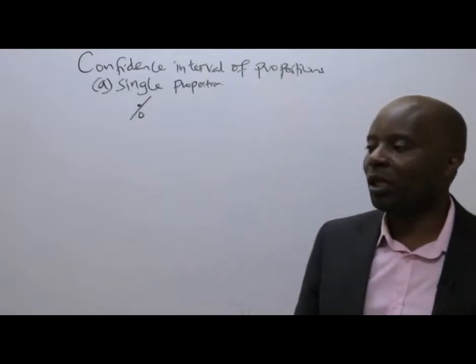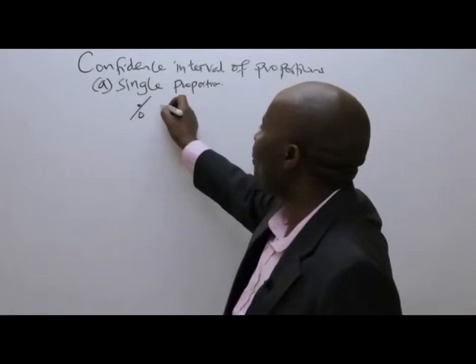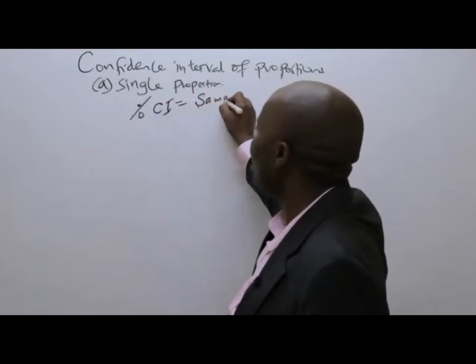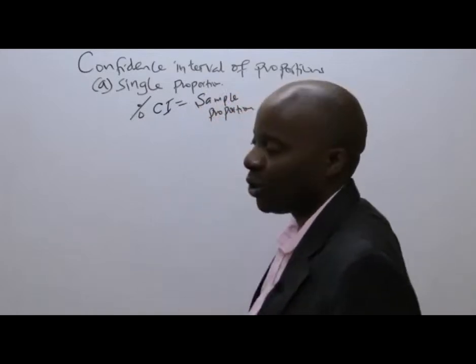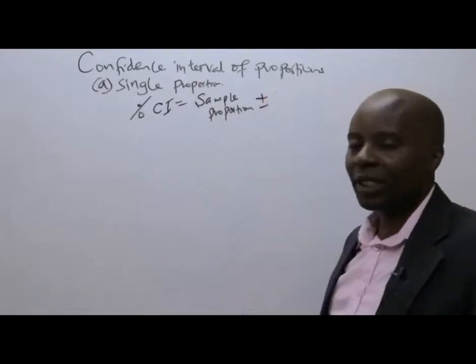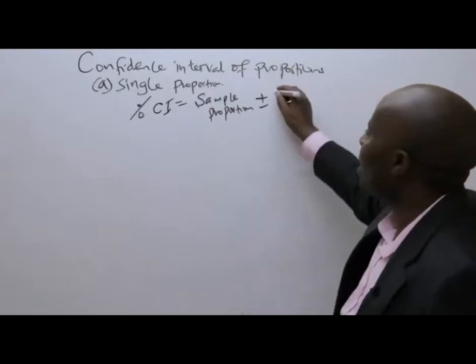Confidence interval over a single proportion, percentage confidence interval. This will be equal to the sample proportion plus or minus the test statistic. For now, we are looking at large samples. So the test statistic will be Z.